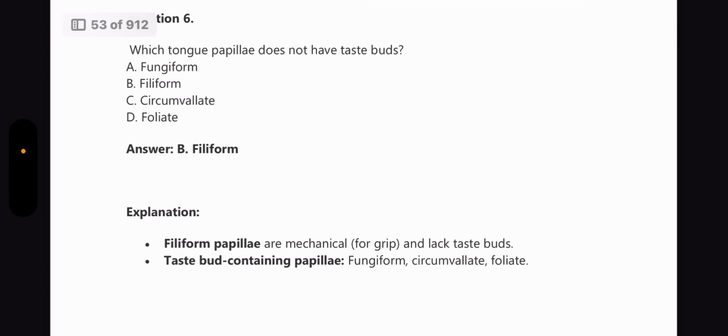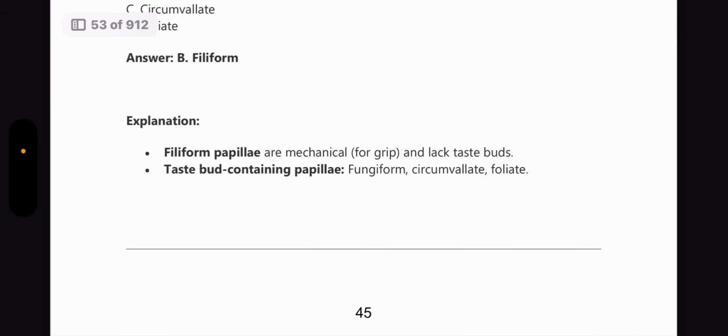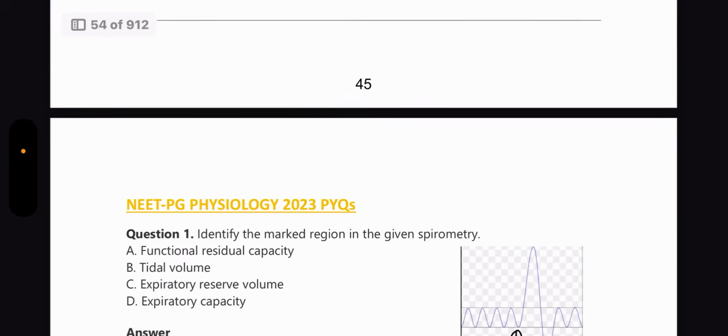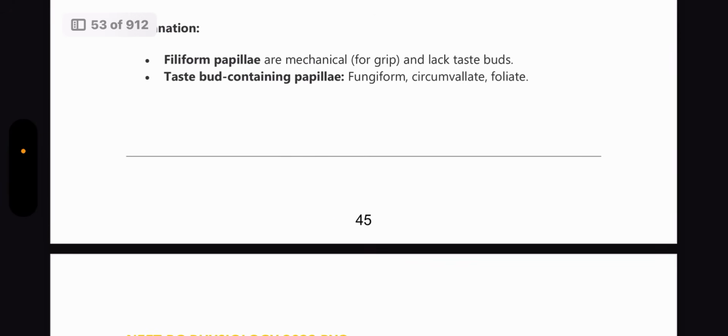So filiform papillae are mechanical for grip and they lack taste buds. And taste bud containing papillae are the fungiform, circumvallate and foliate. So also learn the locations of the different papillae.